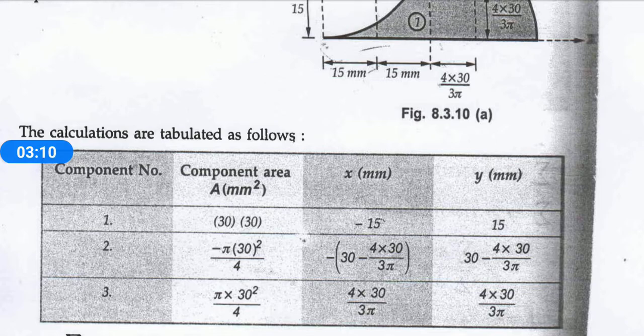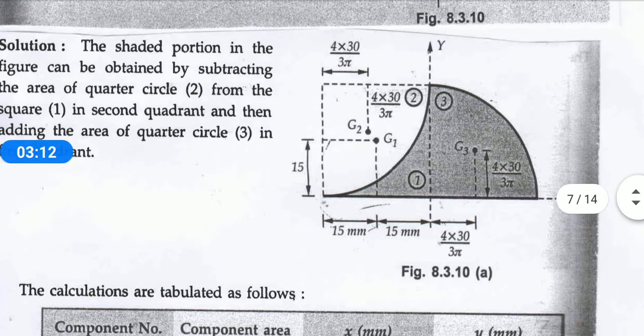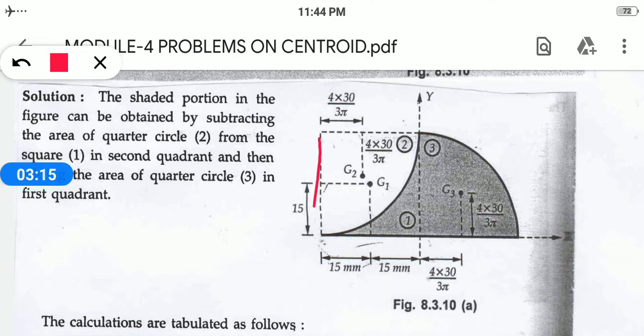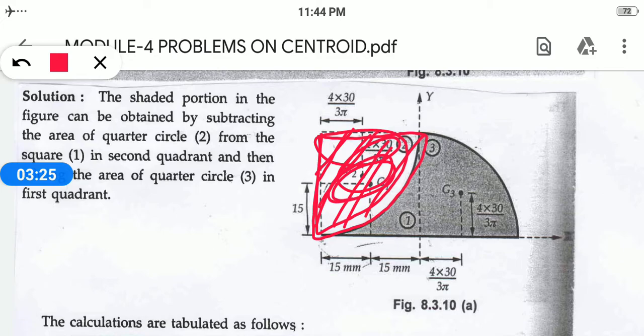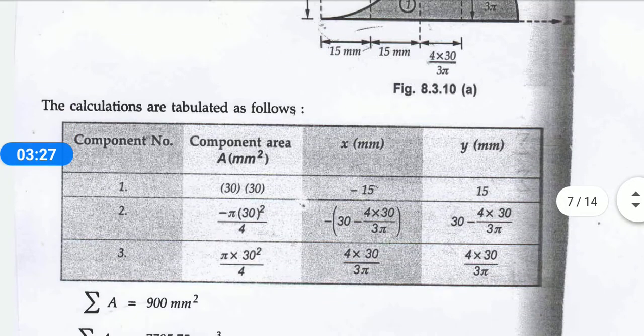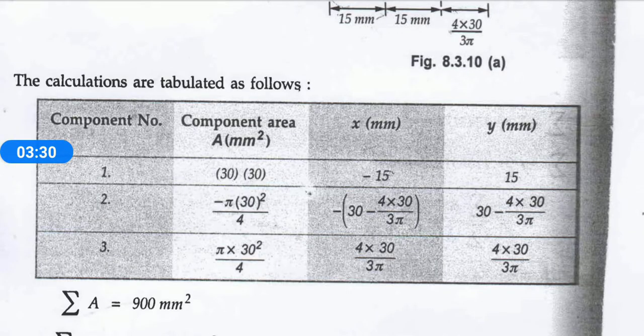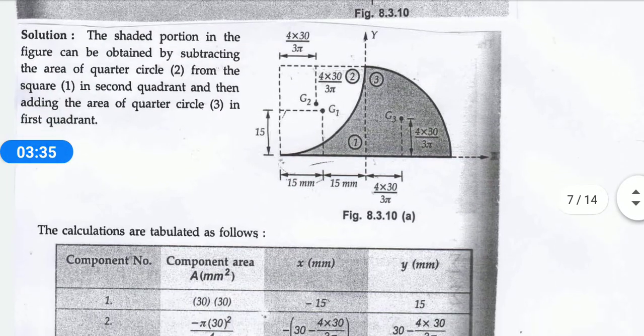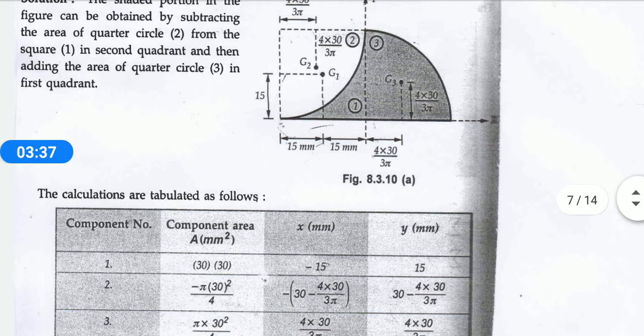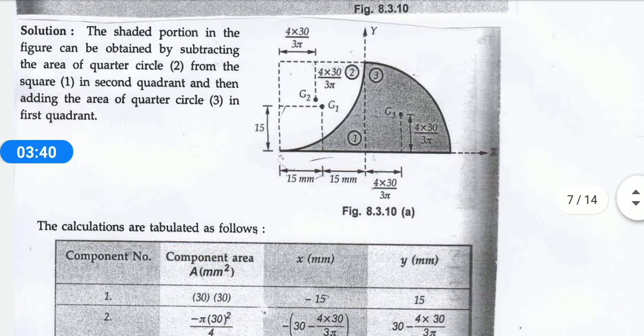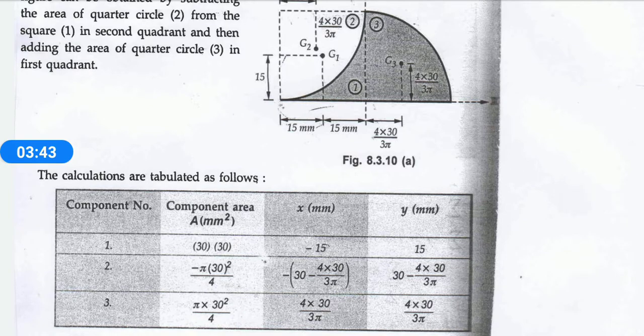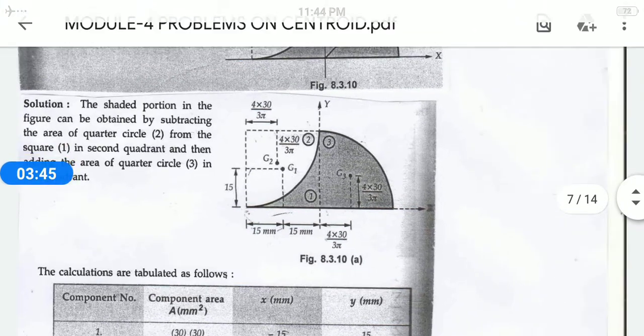Component number 2 is taken as your quadrant circle, which you have to subtract. That is why they are mentioning it with a negative sign. That means whenever you are adding up all the values, you have to subtract the value of this quadrant circle, so its area is equal to pi r square divided by 4. And how did this x value come? See, x is measured from your y-axis, so the distance is equal to 4r divided by 3 pi.